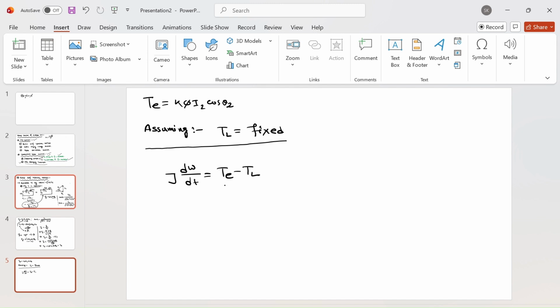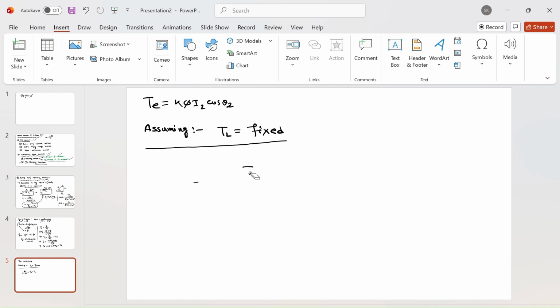Okay, when these two quantities are the same, then d omega by dt is zero, the rotor will not accelerate, and it will operate in normal operating conditions. For steady state operation, these two quantities are the same, so it will be zero, and there will be no acceleration or deceleration. Okay, so I'm assuming my load torque is fixed, and I am injecting a voltage through the slip ring of the slip ring induction motor. Okay, now let's see.